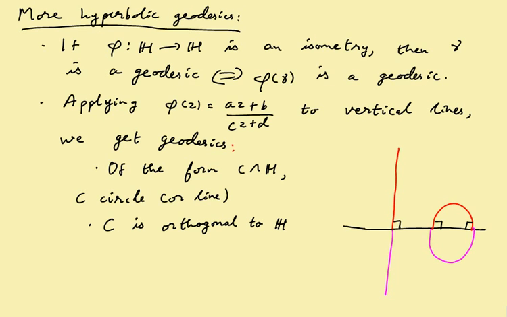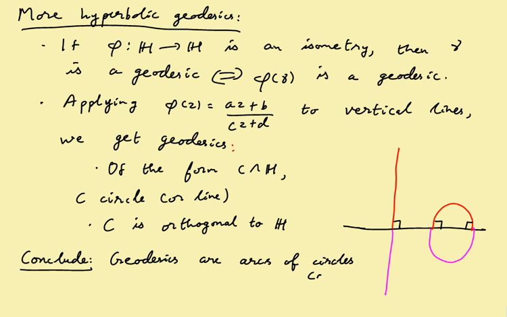So conclusion. From this, what we can conclude is exactly that geodesics are arcs of circles, and here circles includes lines, intersecting R orthogonally.